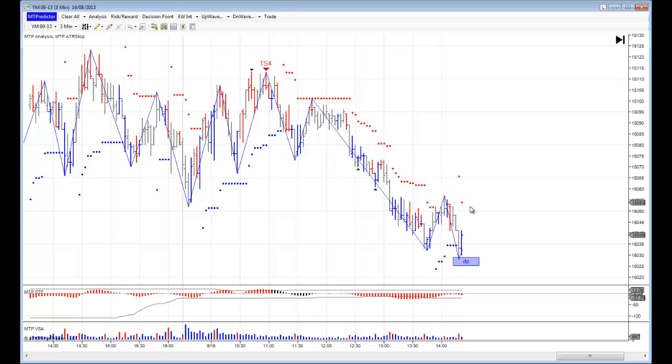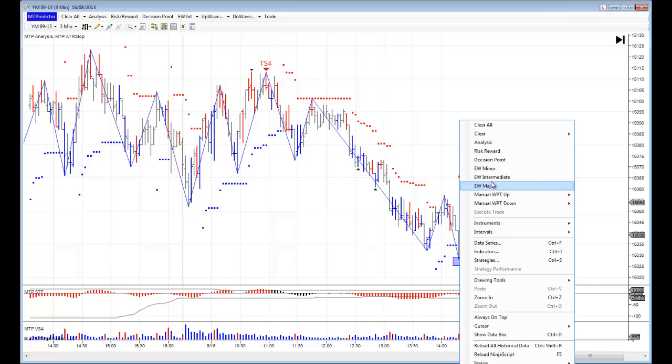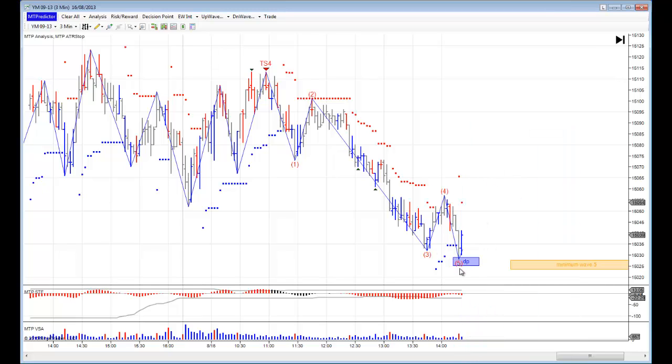So this is what we call our VSA setup in MTPredictor, where we get a VSA indication on our volume. We then get a reversal at our DP. That was another reason why we were anticipating a low at this level. Combine that with our 5-wave sequence, and that gives us a really strong indication that a low is coming in.